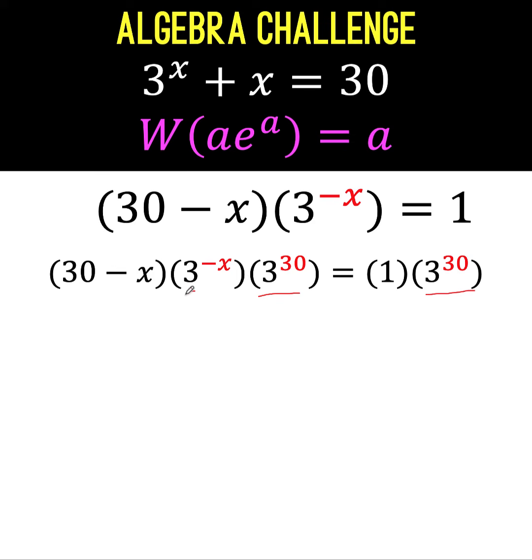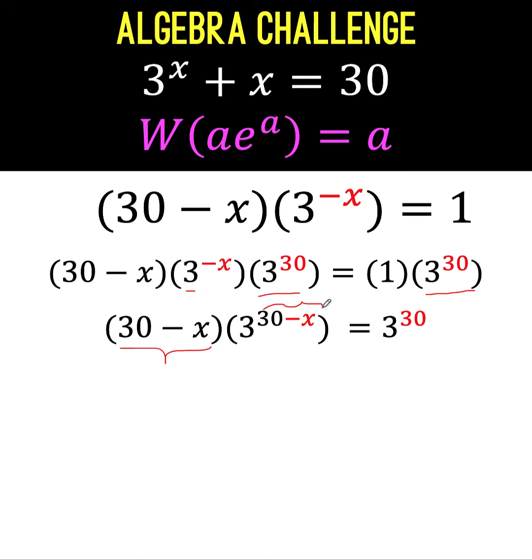The purpose is that when you multiply 3^(-x) times 3^30, we can now apply the property of exponents that says when exponential numbers are multiplied and their bases are the same, you copy the common base and add the exponents: negative x plus 30, or 30 minus x. So we now have 30 minus x here and 30 minus x here. Our problem is we need the natural number e, but what we have here is 3.